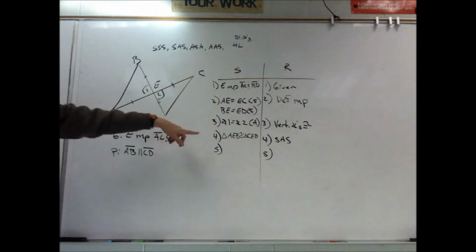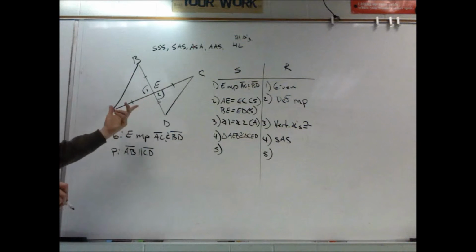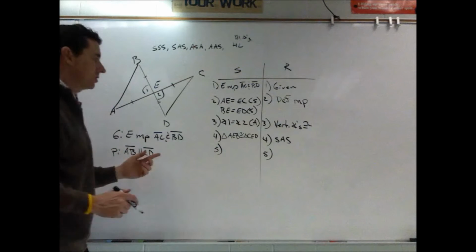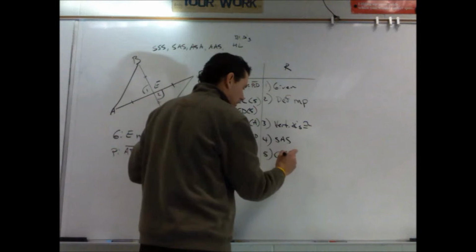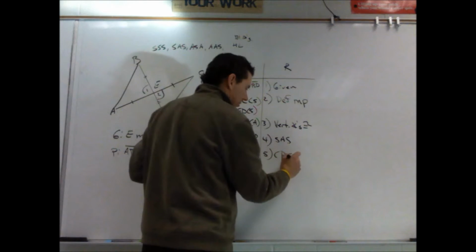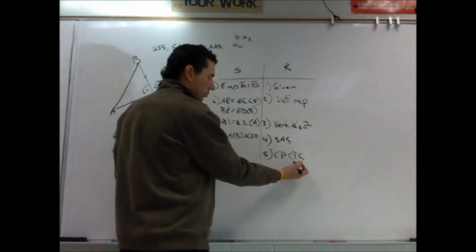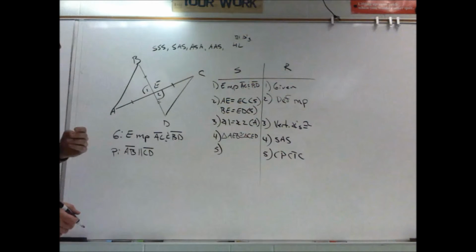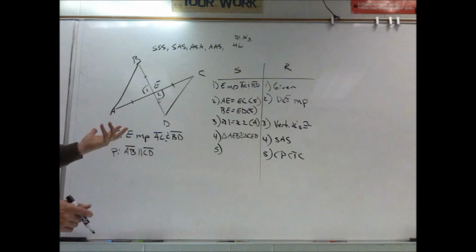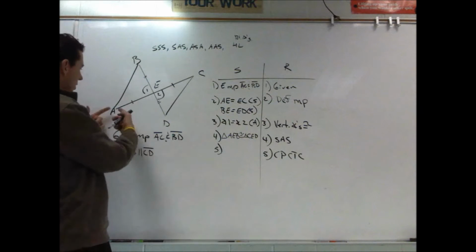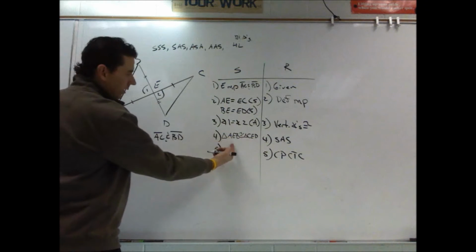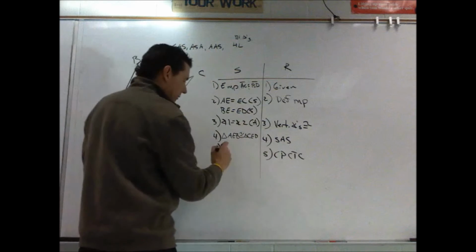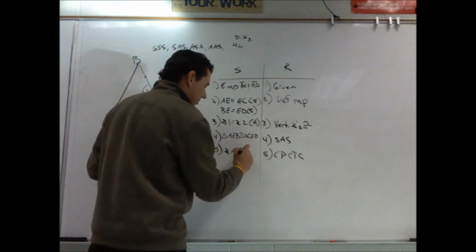After we get the triangles congruent, I can then say, well, now use CPCTC. That keeps coming up, right? CPCTC: corresponding parts of congruent triangles are congruent. Now, what kind of things correspond? Sides and angles. In this case, I want the angle. What does angle A correspond with? Angle C. So I can use CPCTC to say angle A is equal to angle C.